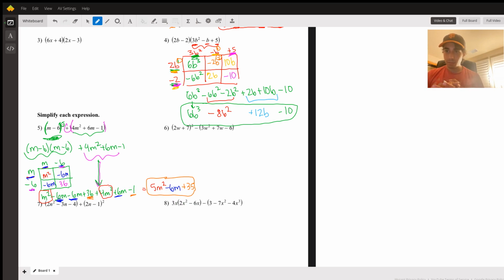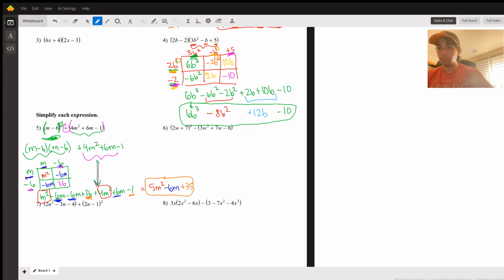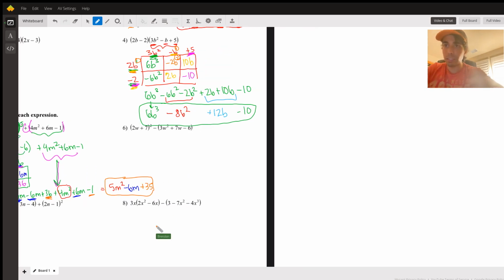All right. One more. I'll do number 8 because this one's a little bit different, but it's not too bad. So again, do your multiplication first. Notice right here, that guy is being subtracted. That's not being multiplied, it's being subtracted. So what we're concerned about is this 3x, because it is being multiplied by that guy. So it's just a little mini box method. So we've got 3x and then a 2x squared minus 6x.